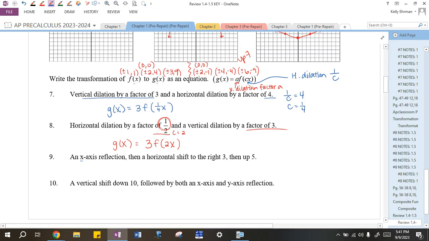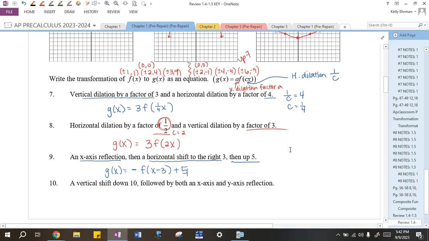And x-axis reflection, then a horizontal shift to the right 3, then up 5. Right, so we have an x-axis reflection, which is out in front, right? So we have g of x equals negative f of, shift this right 3, x minus 3, and then go up 5.